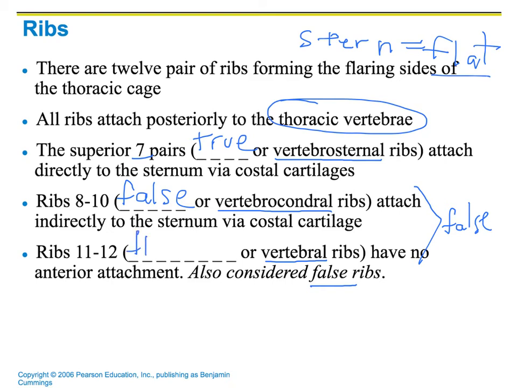They're vertebral. They have an articulation on the thoracic vertebra, but no articulation anteriorly. So in essence, they float. So they're referred to as floating ribs. So that leaves us with the statement that all floating ribs are false, but not all false ribs are floating. Got it?